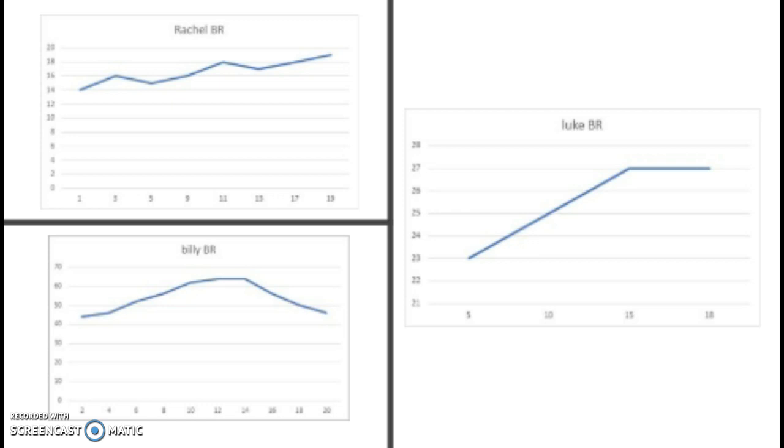From the 12th minute to the 14th minute, his breathing rate plateaus at this level, and from the 14th minute to the 20th minute, his breathing rate decreases from 63 to 48. I think we can disregard some of Billy's data, as it simply does not make sense that he would be doing more than 1 breath a second. We would have to redo the test and get some more accurate readings.